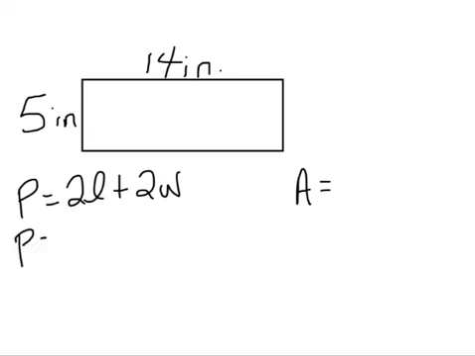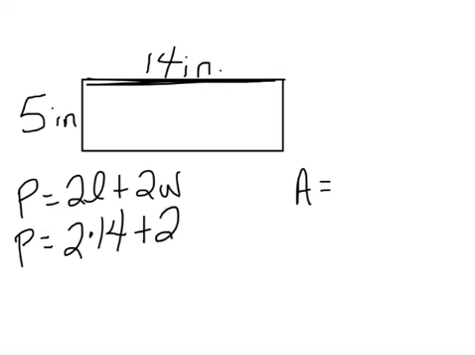So my perimeter, if I'm using my formula, is 2 times my length. Now the question I always get is which one's my length and which one's my width? Well, it doesn't really matter. You're going to get the same thing. I always think of this longer side as my length, but again, it's totally irrelevant. You can call them either way. So it's 2 times 14 plus 2 times my width, which is 5.